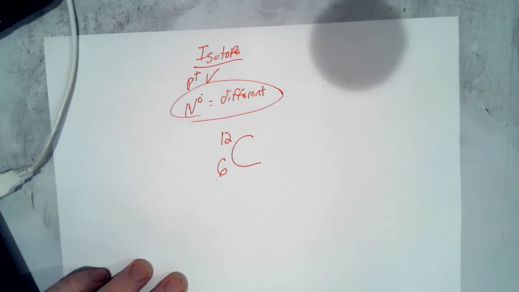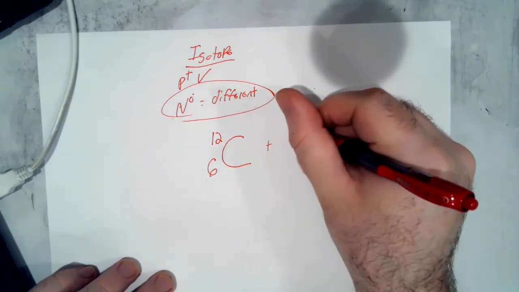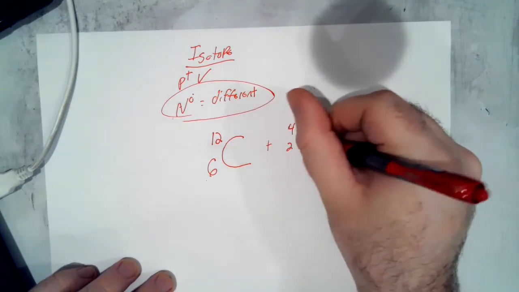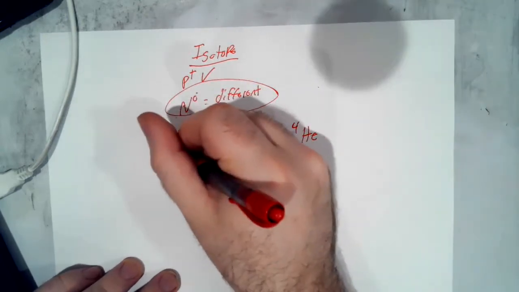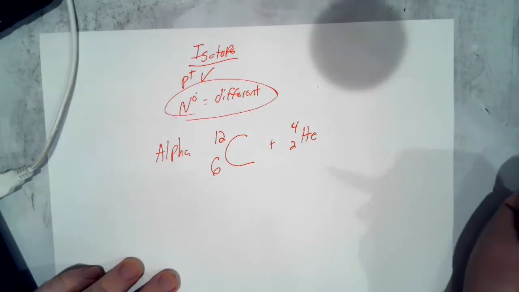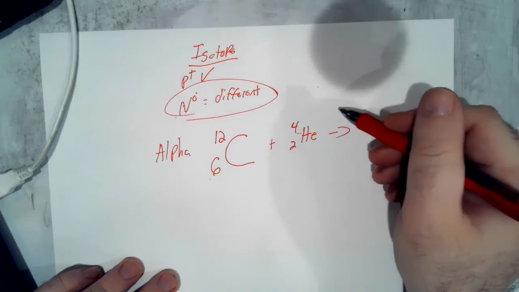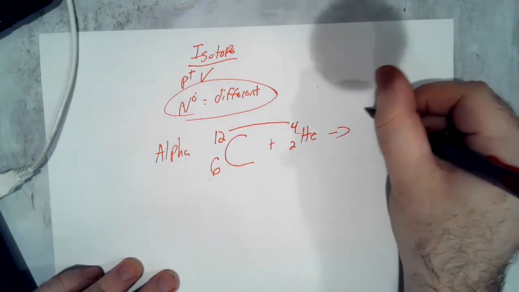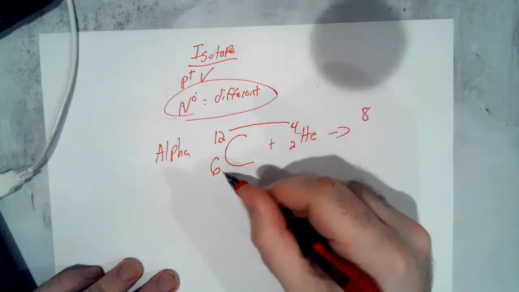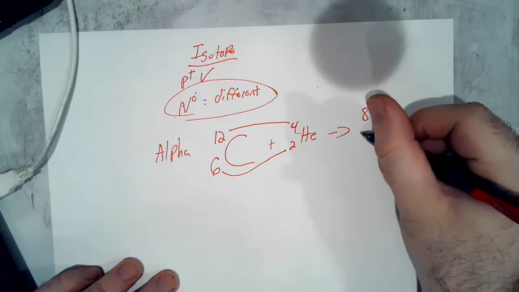So first off, let me go back to my Zoom here. First off, we have alpha decay, which is essentially just a helium atom. And I'll write that over here, alpha. Alpha decay is just a helium atom. And what you do is you subtract the top and the bottom. So 12 minus 4 is 8. 6 minus 2, sorry for the different sizes here, is 4.